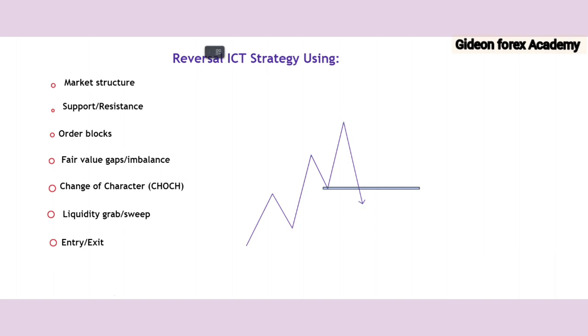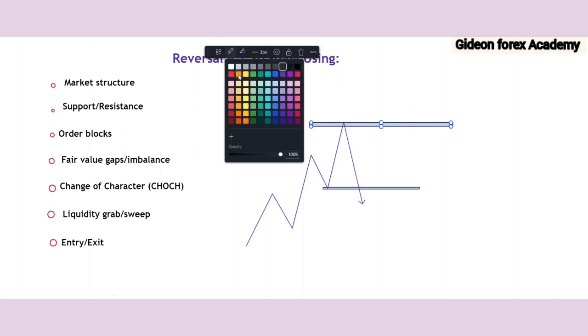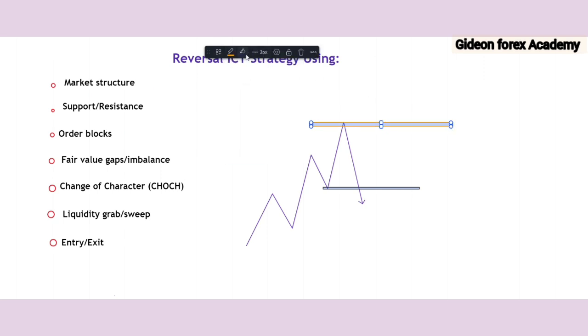So this is our resistance up here. This is our resistance area. I'll change that to orange. That would be our resistance area.